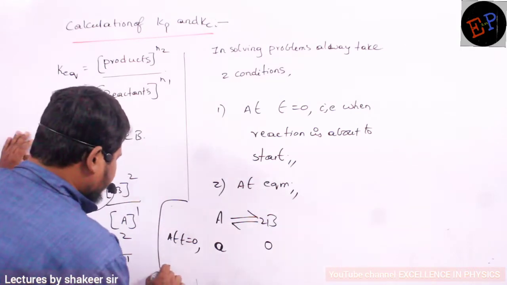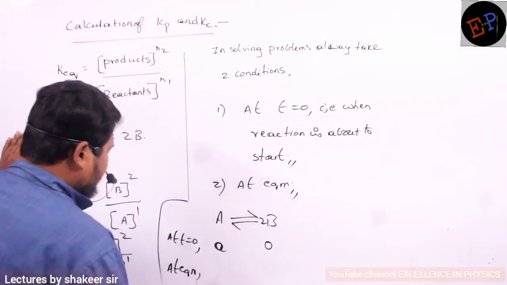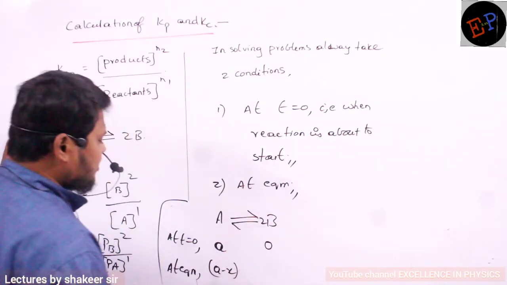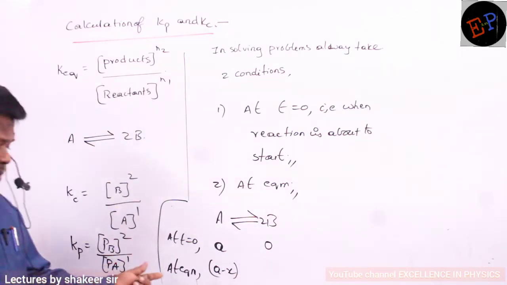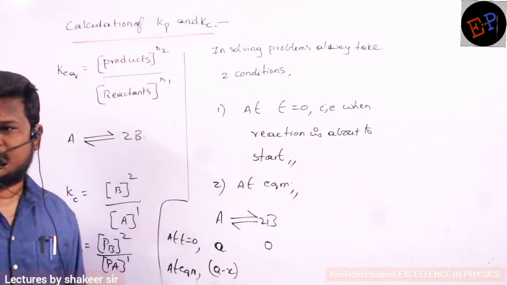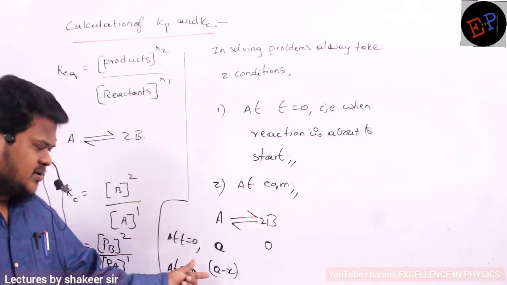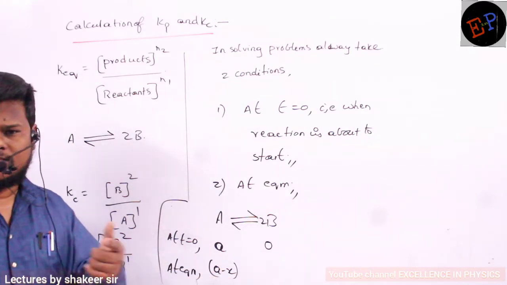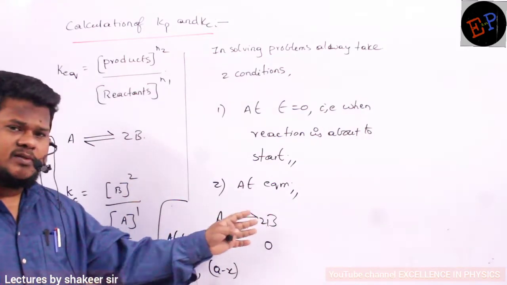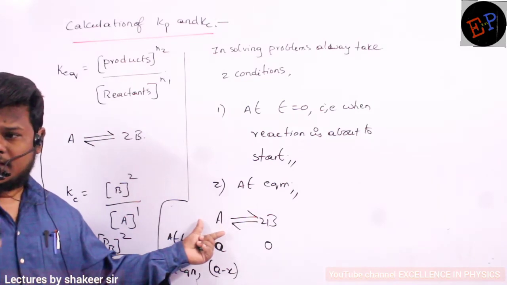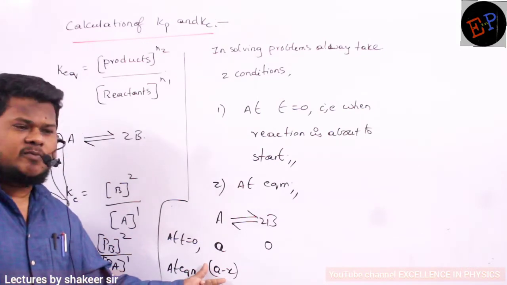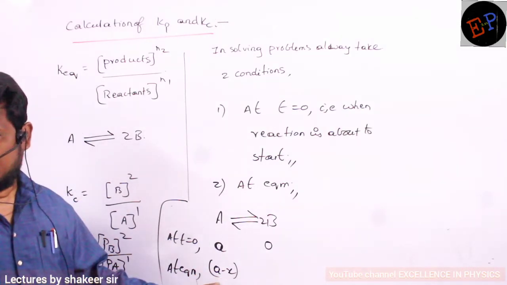Then we write at equilibrium. At equilibrium, I will write a minus x. Now can you say what is meant by x here? x means the number of moles which have dissociated, the number of moles which have disappeared. As the reaction progresses, what happens to the reactants? Reactants will reduce, products will increase. So x is the number of moles which has reduced in the case of reactants.